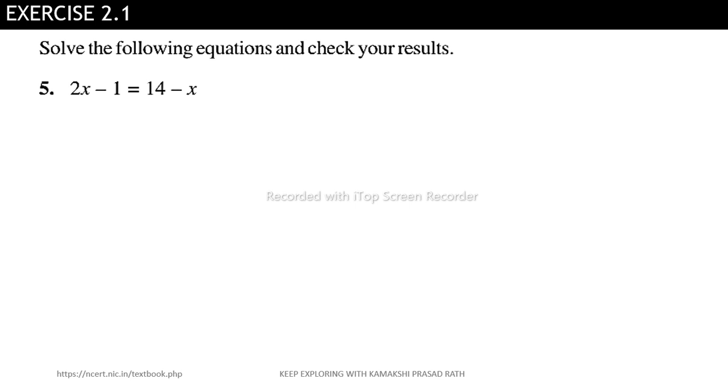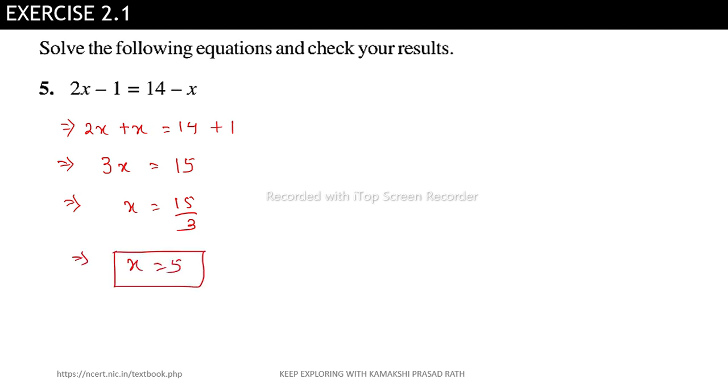Next, here we see that we have 2x minus 1 on the left side and 14 minus x on the right hand side. The same way, 2x minus x becomes plus x, because x is subtracted on the right side, so x will be added on the left side. And minus 1, that is 1 is subtracted on the left side, it will be added on the right hand side. So 2x plus x, in total we have 3x, 14 plus 1 we have 15. So 3 is multiplied on the left, when it is shifted to the right side we say it is divided, hence we get x equals 5.